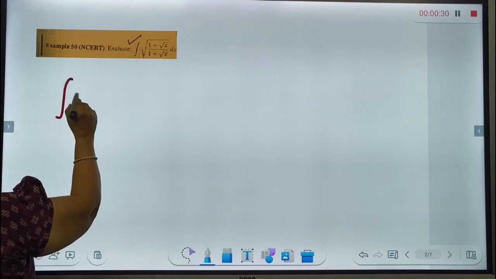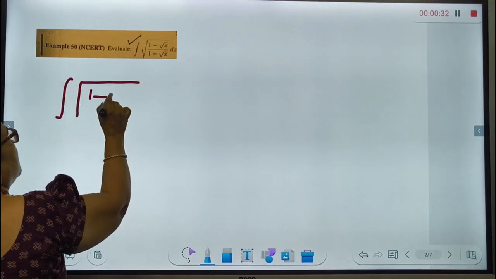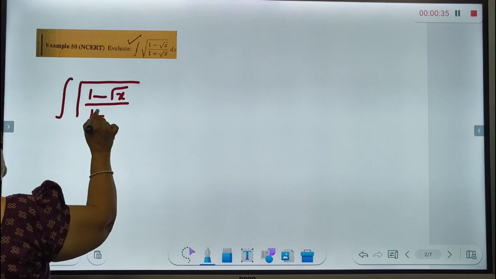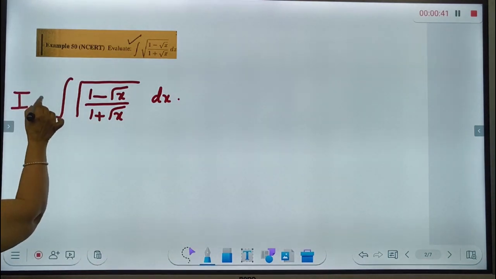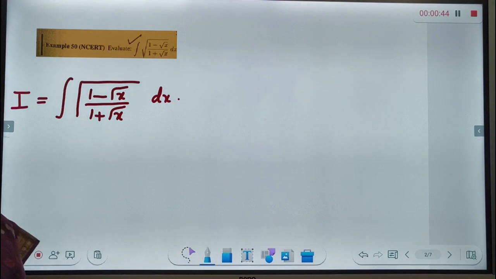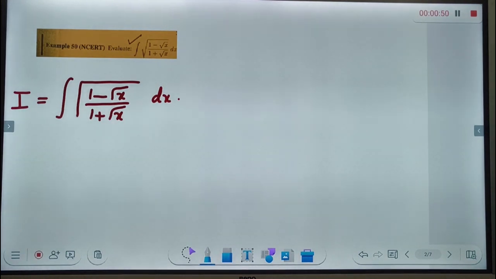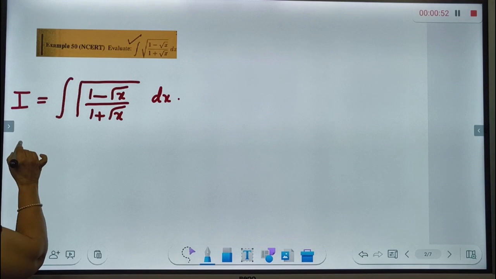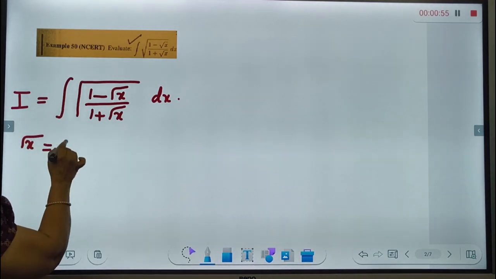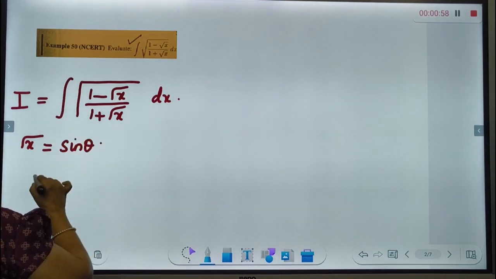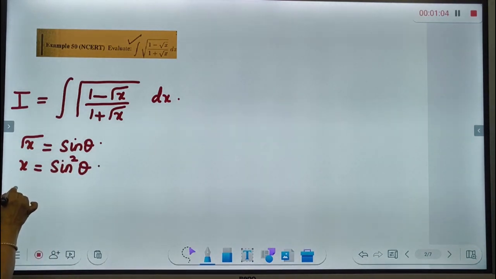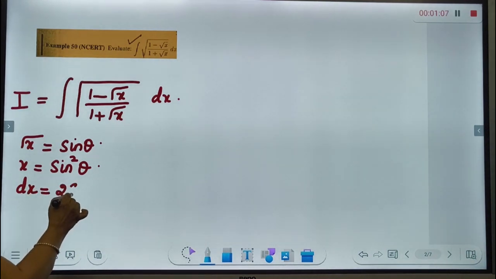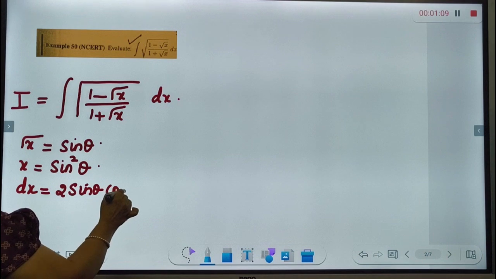We have the integral of root of (1 minus root x) by (1 plus root x) dx, I equal to. So we want to integrate this function. Suppose I put root x equal to sine theta. Then x is sine square theta. Then dx will be 2 sine theta cos theta.